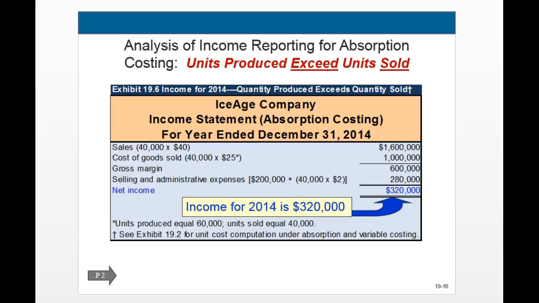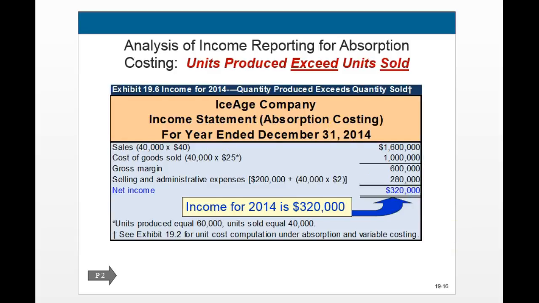So there's no difference in it. But what happens when it exceeds? So let's go down, and now they're saying, well, we made 60,000, but we only sold 40,000. This is our sales, our gross sales. We had 40,000 times $25. We're in absorption now. So I have $1 million in cost of goods sold. I have a margin of $600,000. Here are my administrative expenses. I have a net income of $320,000. That's using the absorption cost.